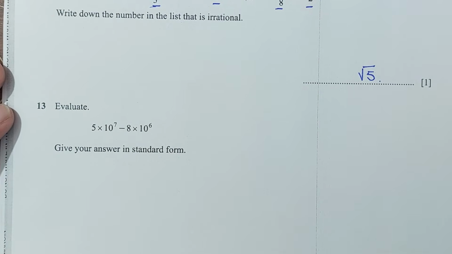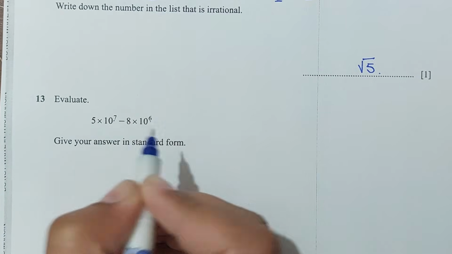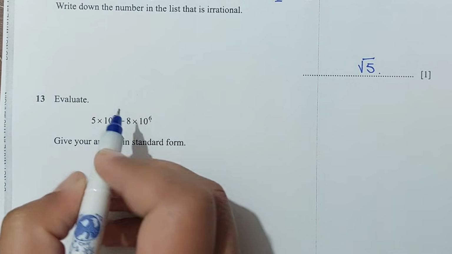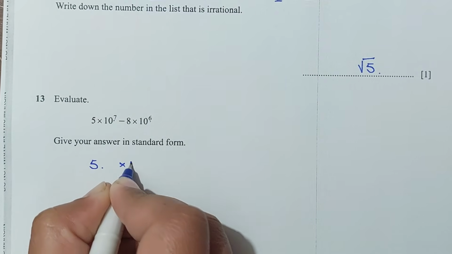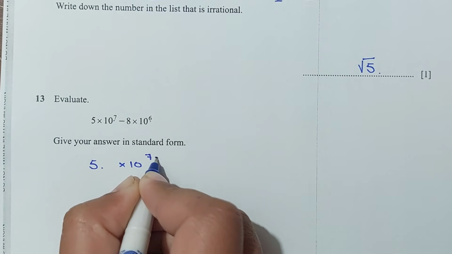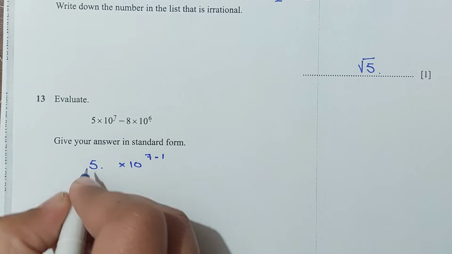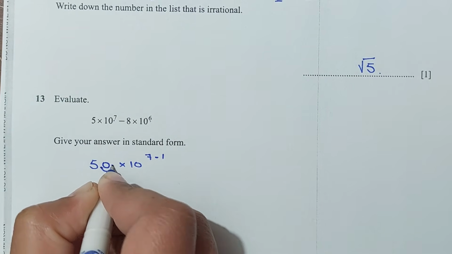So question number 13, we have to evaluate, give you an answer in standard form. All right. So first we have to make the same powers. This is 6 and this is 7. So if I can make this 6, how can I make this 6? So 5 times 10 to the power 7. So we can subtract 1 to make 6. How can we subtract 1? So when we move the decimal point 1 unit to the right, we have to subtract. This is a decimal point. If we move 1 unit to the right, we can subtract.